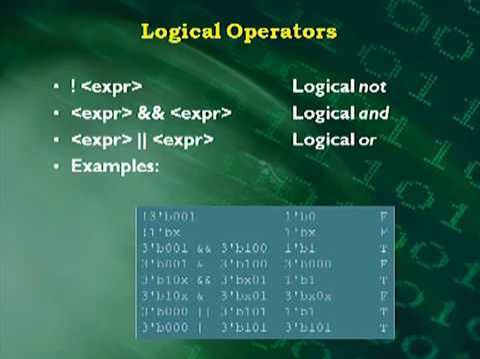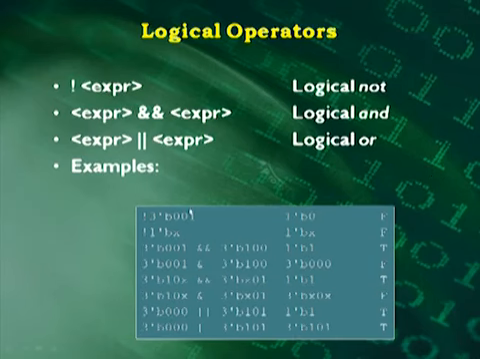You also have logical not, logical and, logical or. Okay, and logical not. What's the evaluation of this value? It's non-zero, right? So you can think of that as true. So the not of that would be false.